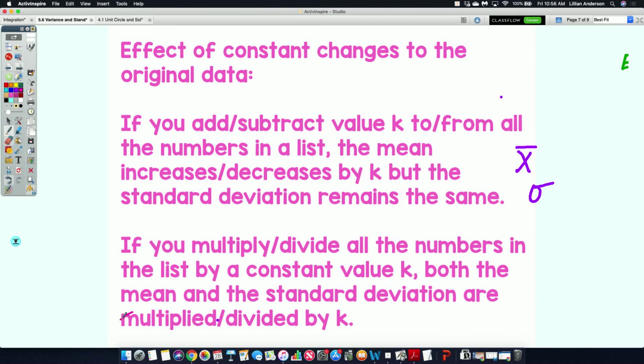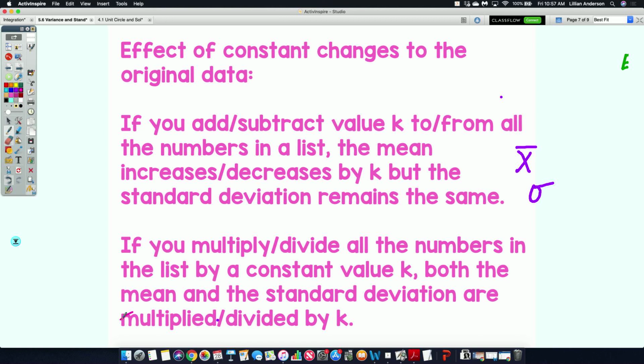Okay, so the mean is affected by that constant. So if I have to add 2 more points to everybody's test, that means I just add 2 more points to the mean. The standard deviation does not change. The spread did not change. Everybody got that increase. However, if only 10 people got the change, then I only affect it with that 10.